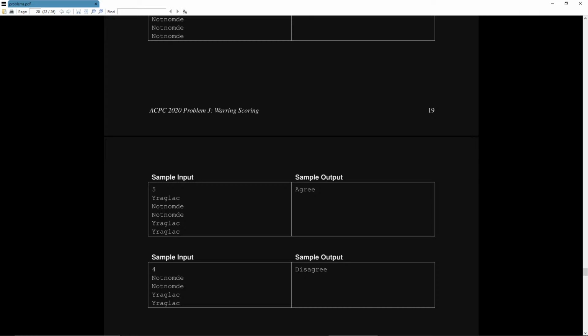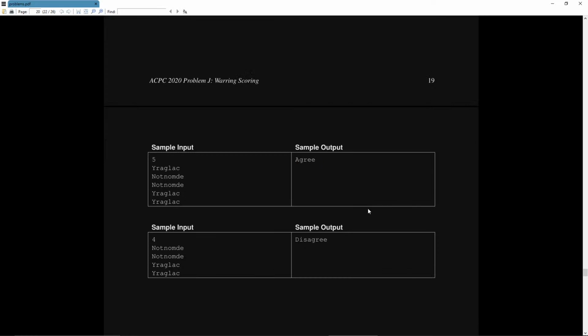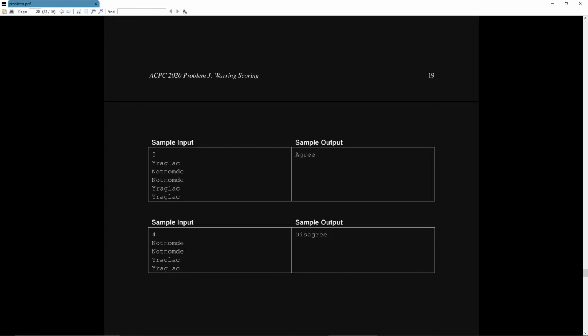So here, for example, we see that both players have a streak of 2. And then if you look at the lead, Irglak is winning by 1 point, then it's a tie, then Notnomed is winning by 1 point, then it's a tie, then Irglak is winning by 1 point. So both of them, their best lead is 1 point. So in this case, it's a tie under both systems. So hence they agree.